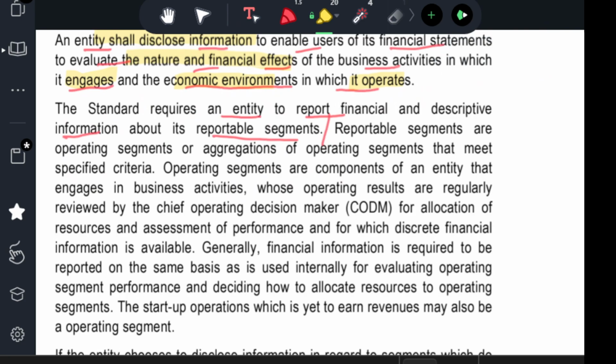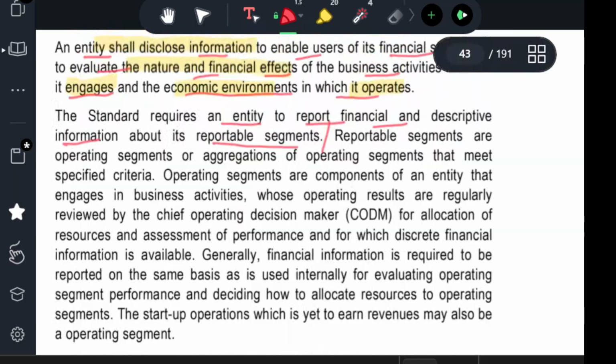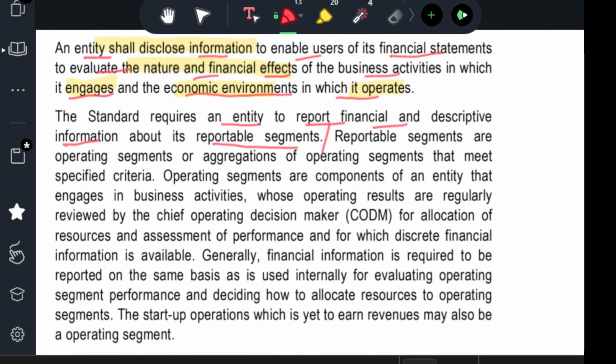The standard requires the entity to report the financial and descriptive information about its reportable segments. What is a reportable segment? This is the reportable segment. This is the operation we do. This is the business we do.